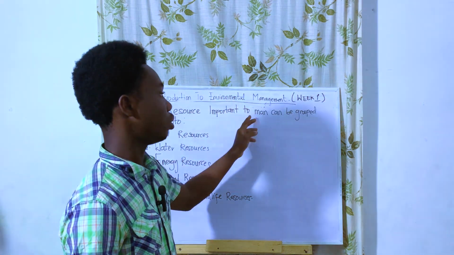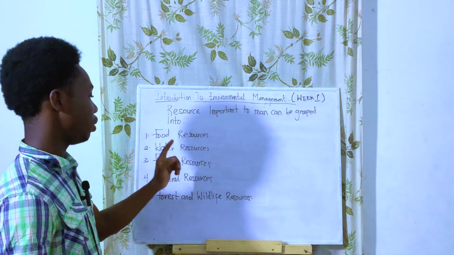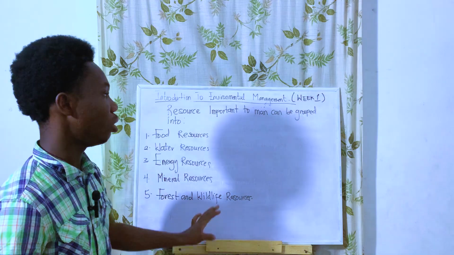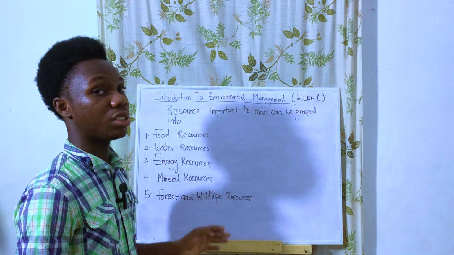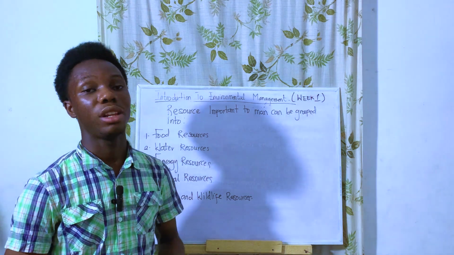Now let's look at the last thing. Resource importance to man can be grouped into food resource, water resource, energy resource, mineral resource, forest and wildlife resource. So all these resources are very important or essential to man. So this is the end of the lecture.